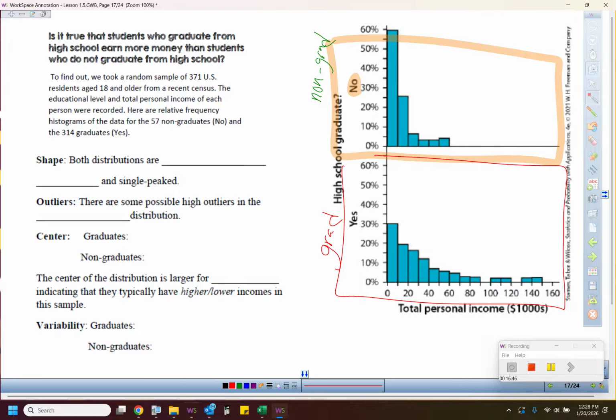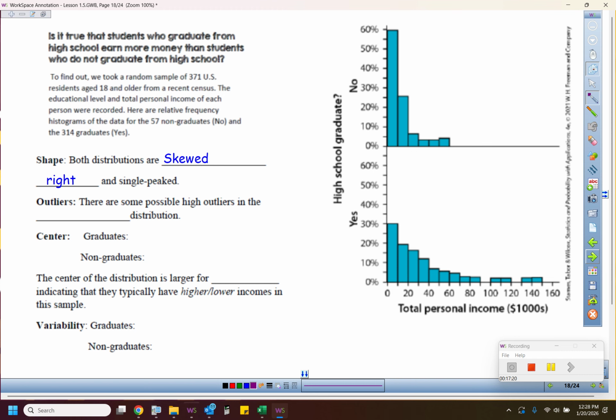So first, let's describe the non-graduates right here. So what would you think? Fairly symmetric, skewed right, skewed left, bimodal, or uniform? What do you think on the non-grad? Skewed right. How about the graduates? Both are skewed right. Does that sound right? So do you see how it says both distributions are blank? So we'll fill in the blank with skewed right. They all have single peaks.